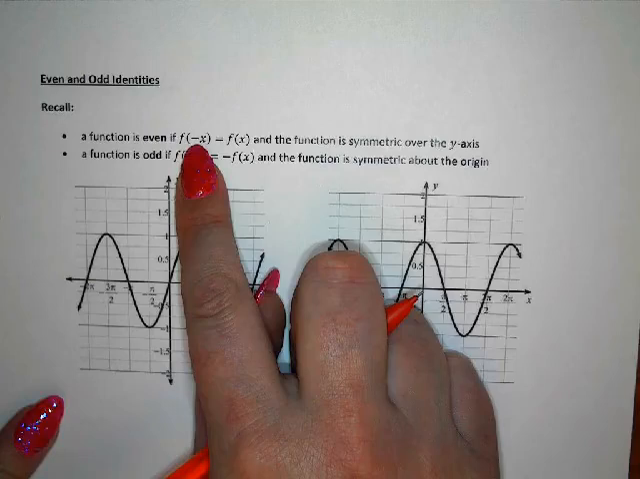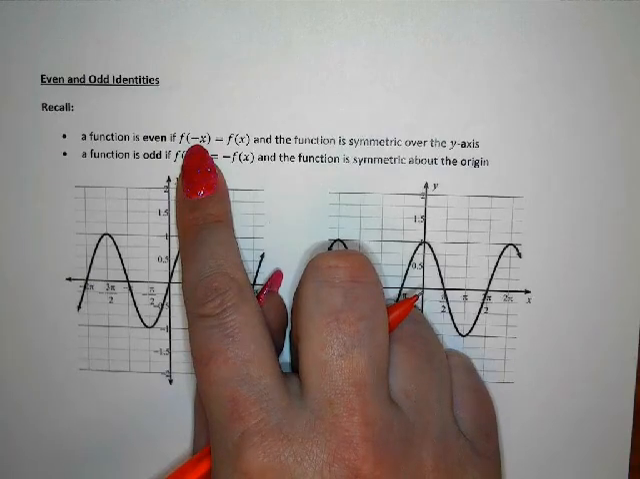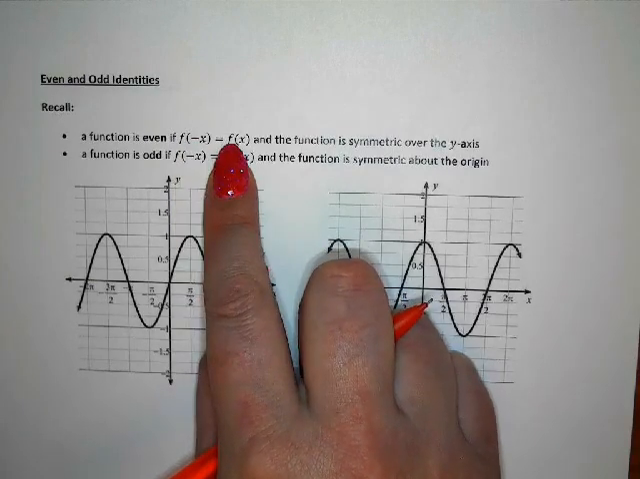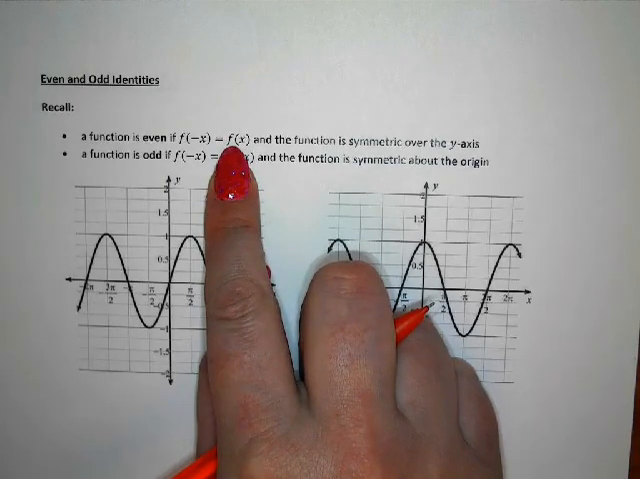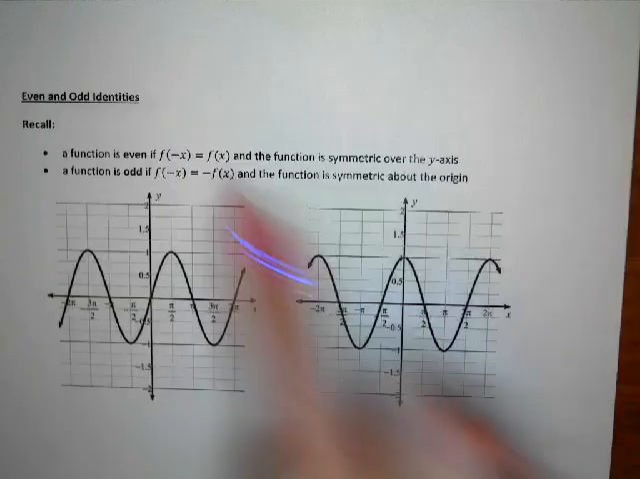Something you'll notice about these functions, y equals x squared is an example of an even function. One thing you'll notice about them is that they are symmetric over the y-axis. You can fold them in half vertically over the y-axis, and you'll see symmetry on both sides.